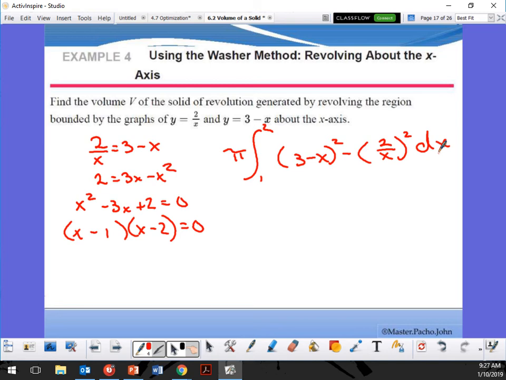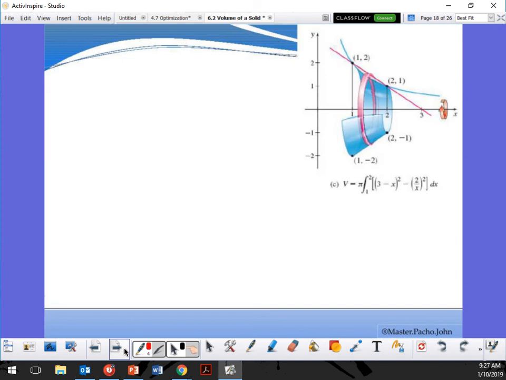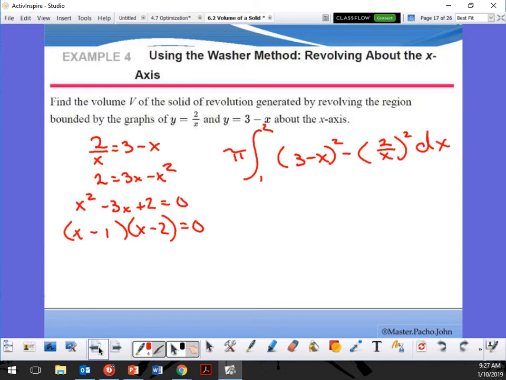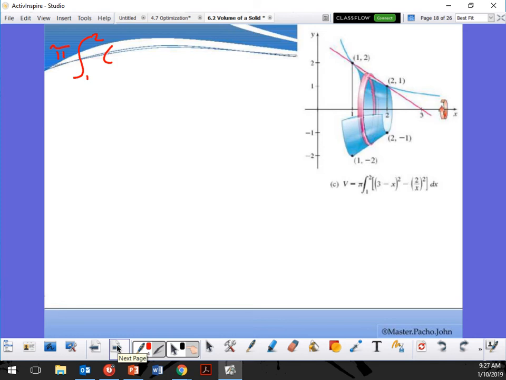Okay, good. I'm going to do my math on the next page because I don't want to keep erasing everything. What was the function? 3 minus x. I'm sorry, I don't have it right here. Oh, dang it, it is. Okay, 3 minus x squared minus 2 over x squared dx, right? Good. All right, let's go ahead and square those.